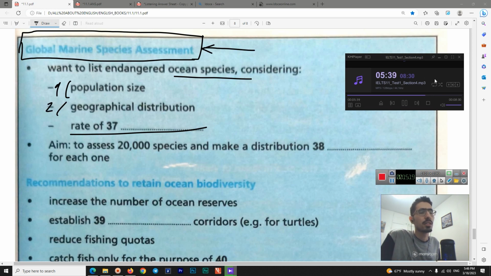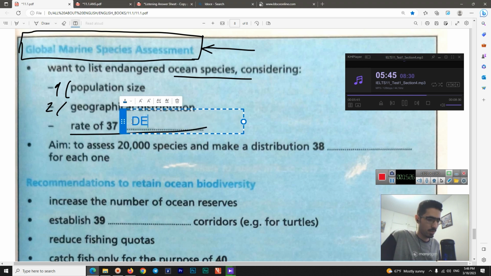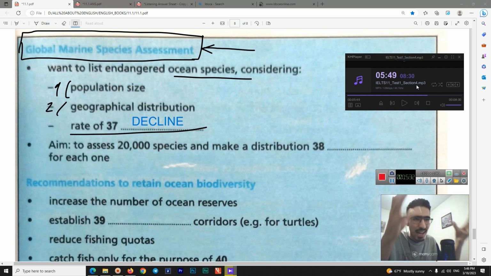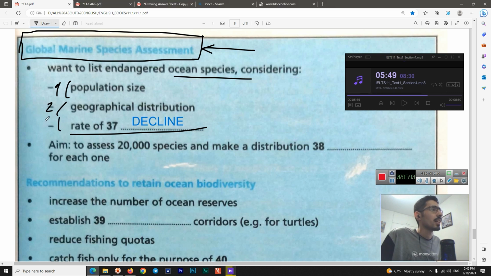Quite difficult when you're looking at fish because they're so mobile. And then thirdly, they calculate the rate at which the decline of the species is happening. And this decline is a noun. The decline of the species is happening. This decline is not a verb, but it can also be a verb. But here it's a noun. The rate of decline, the rate of reduction, that's the meaning of that.